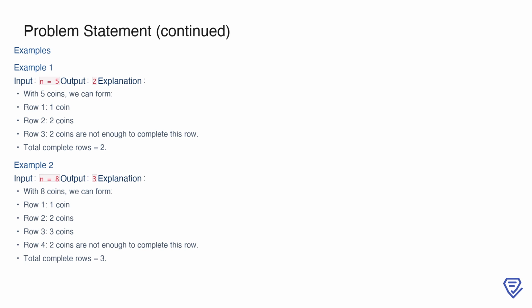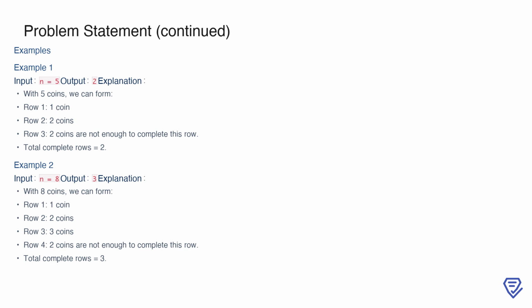In the first example, if you have n equals 5 coins, you can build 2 complete rows. The first row uses 1 coin, the second row uses 2 coins, but when you try to build the third row, you only have 2 coins left, which is not enough to complete that row. So, the total number of complete rows you can form is 2.